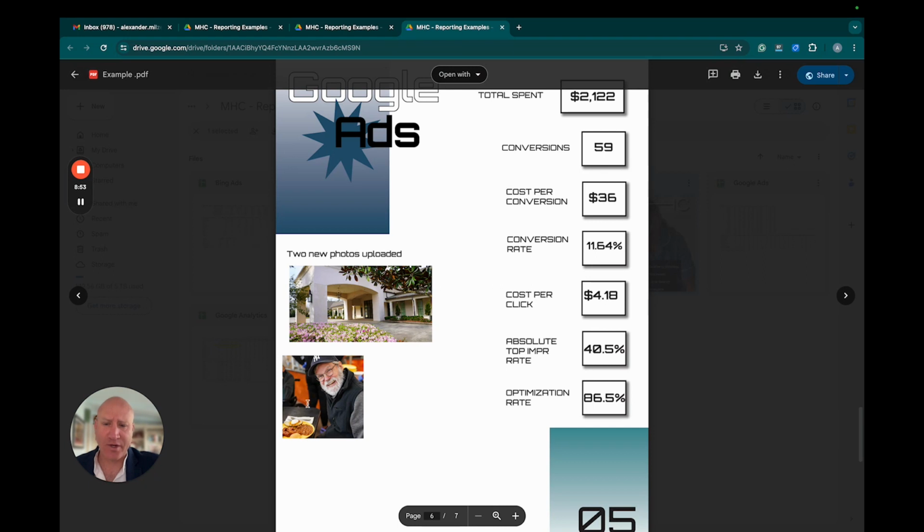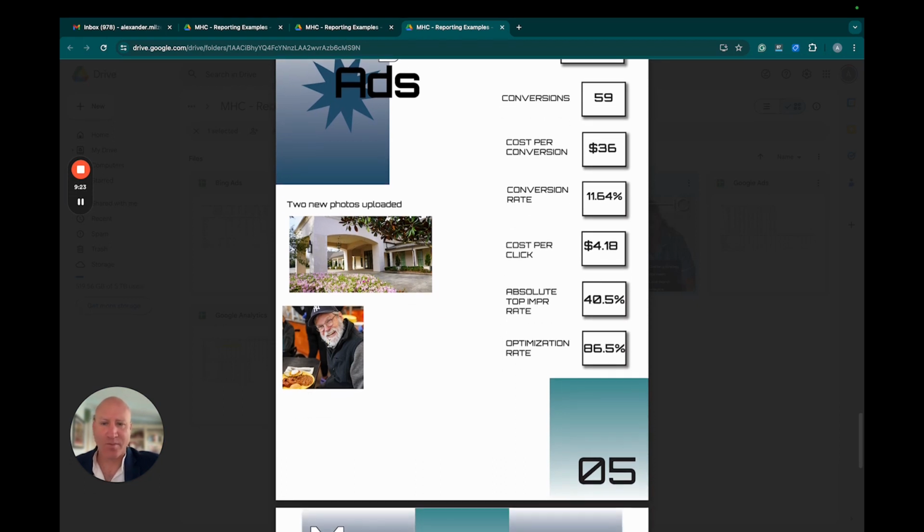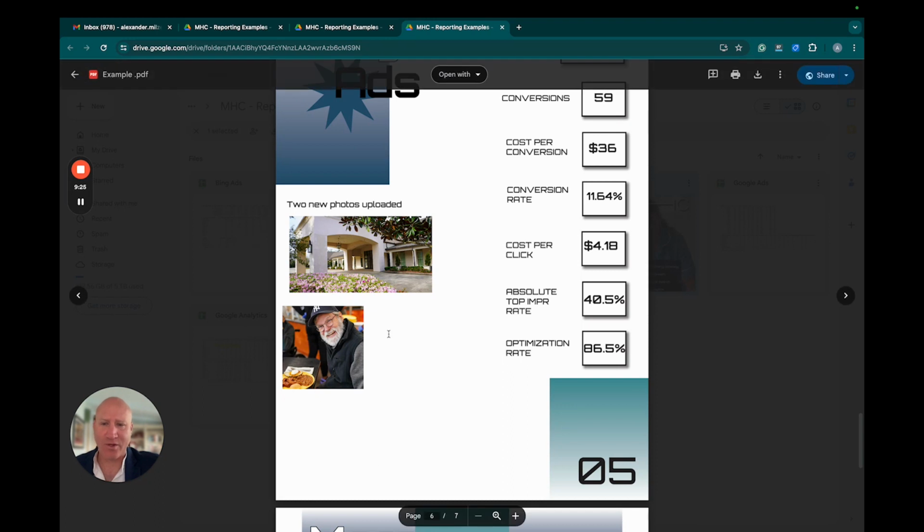Also, I put in here that we added 2 new photos. Photos in Google ads are really important. If you check out our photography page on Mile High Content's website, you can read more about the importance of getting what's called branded photos. That's photos that are not stock photos. They're actually taken by a professional photographer, which we do for your business. They can be used on your Google ads, in your content, in your graphics, and on your Google business. So super important. So this is just showing that we put 2 new photos.